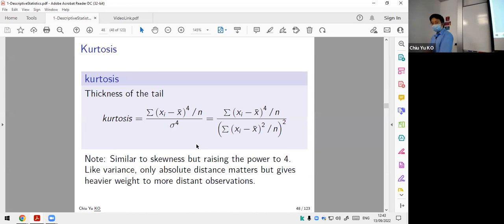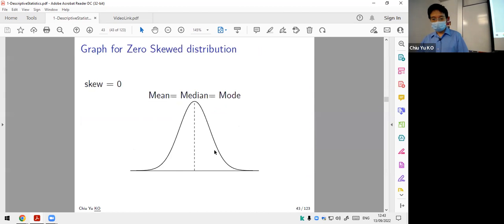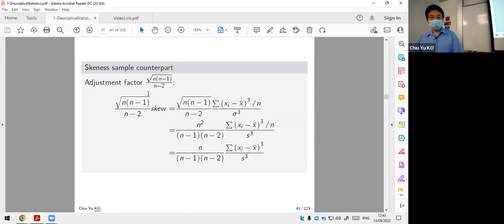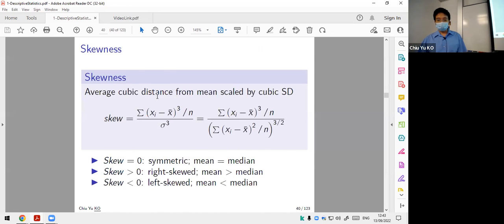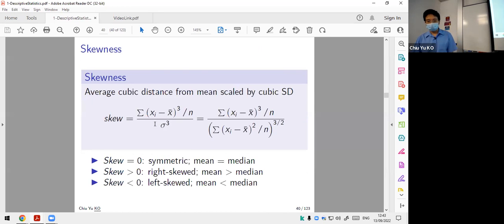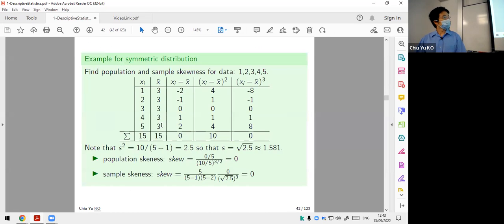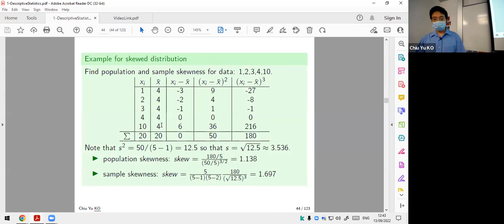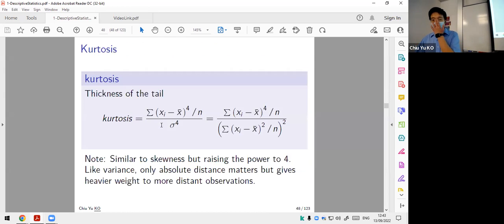And the next is just to remind you that when you do the adjustment, you calculate in this way, but you have to adjust by this factor, okay? Again, you can see this is more than one. That means if you do this calculation, the skewness is underestimated in some sense, or at least in the numerical value. So the next is the kurtosis, okay?